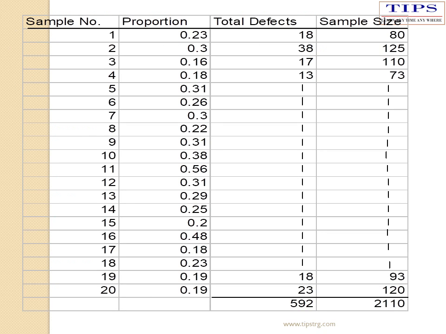The data is taken from the records and now the calculations are carried out here. Proportion is calculated using a sample size of 80, with the number of defects observed being 18. So the proportion is 18 divided by 80. The number of total defects is 592. The number of samples is 2110.